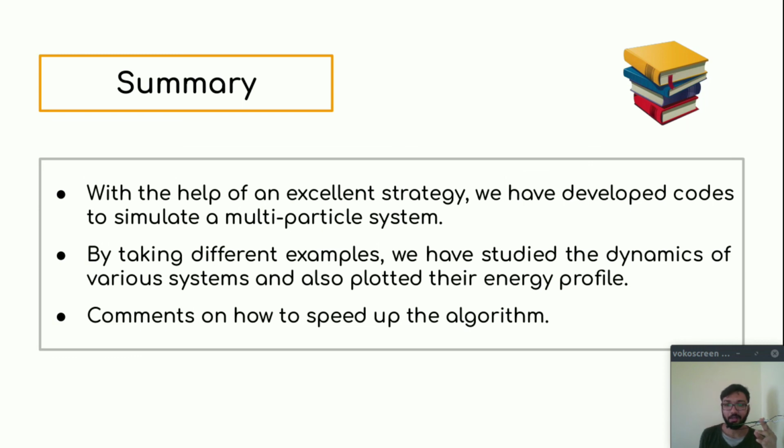And lastly, we have also seen some comments on how to speed up our algorithm. As I said in a previous video, where we discussed this third pillar, the speed pillar, in a real scenario we may have 10,000 particles or say millions of particles, and in that case our Python script will not work. So we have seen how to speed up our algorithm.